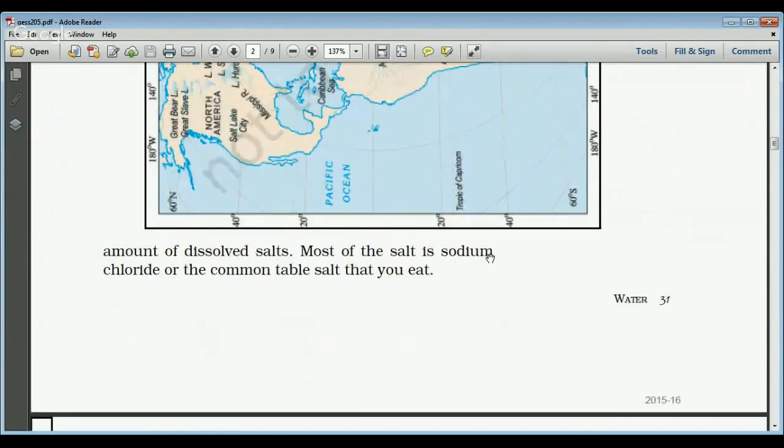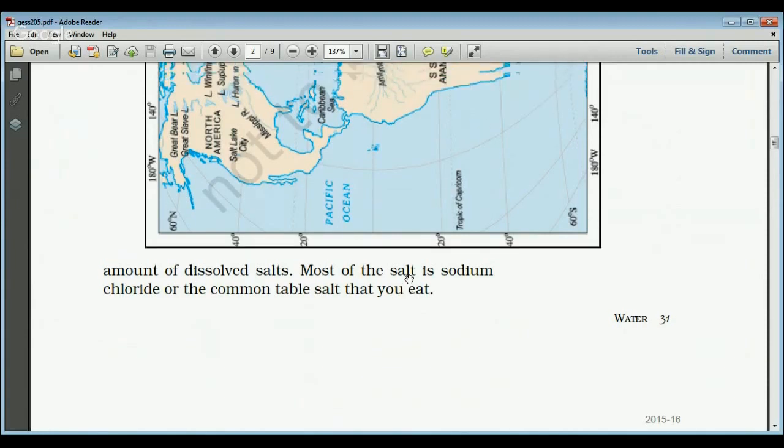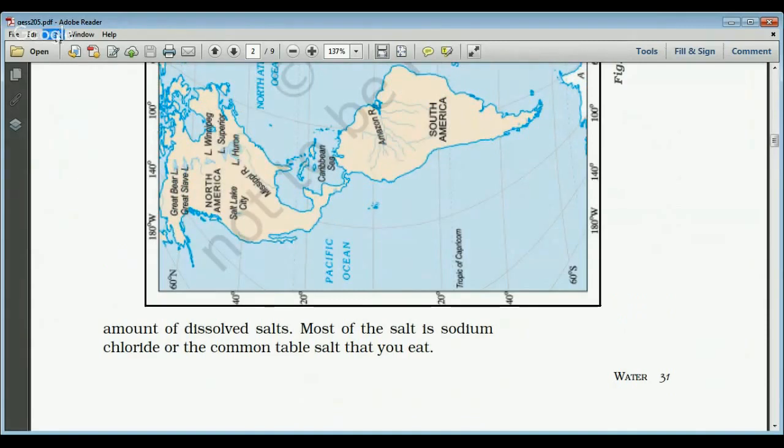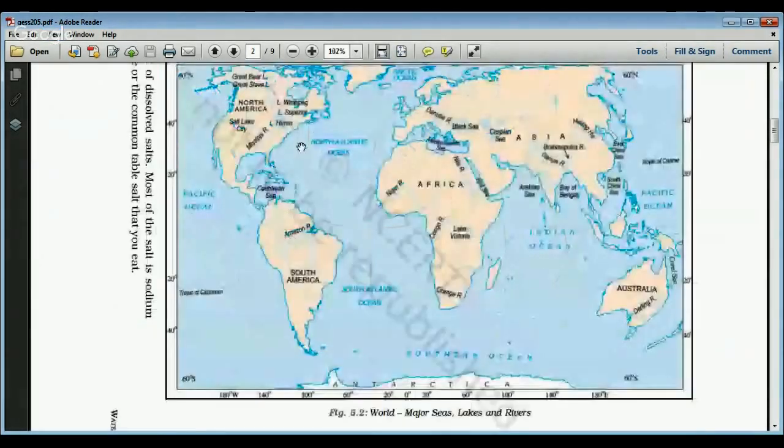And this is written here. The ocean water or sea water has various types of dissolved solvents, and most of the salt is actually sodium chloride, the common salt whatever we eat. This is a diagram of all the oceans and seas present on the earth.